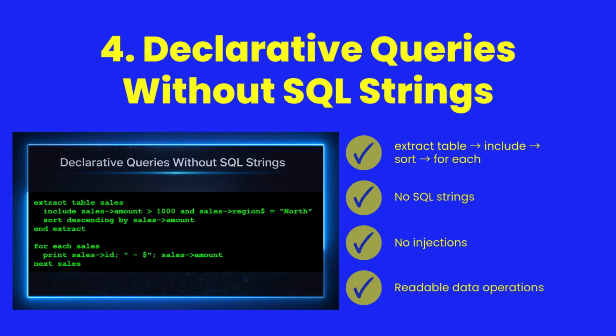This explains declarative queries without SQL strings. Instead of writing SQL, you use a clear sequence: extract table, then include, sort, and for each row, process the results. There are no SQL strings, which means no injections and fewer syntax or escaping mistakes. The result is readable data operations, where the structure of the code clearly expresses the intent of the query and is easy for both the AI and the developer to review.